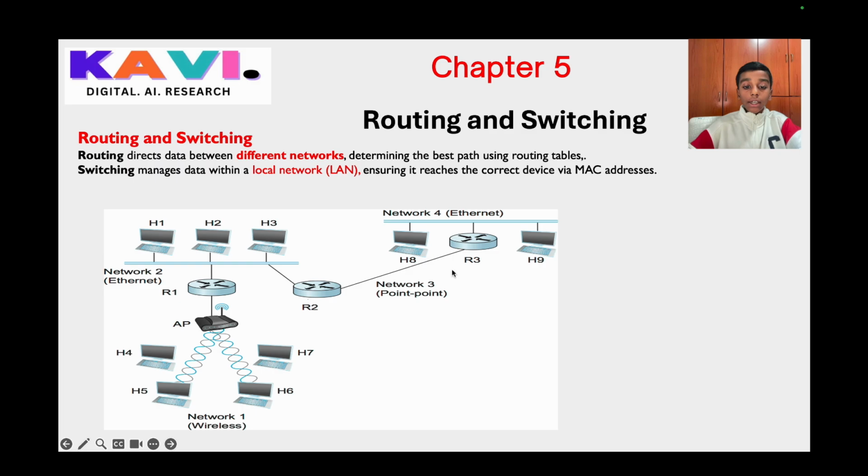As you can see here in router number 3, this is network number 4, and router number 3 is getting internet from router number 2, and router number 3 is giving internet to these 2 hosts, which are host 8 and host 9. Now let's move on to our next slide.